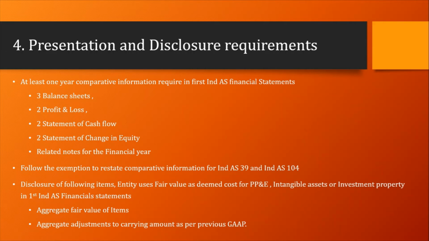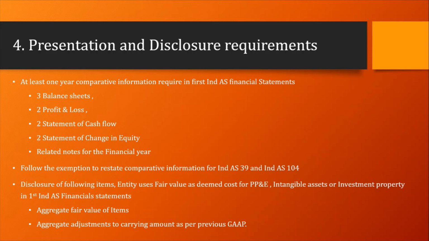Okay, they have to follow the exemptions to restate the comparative information: Ind AS 39 for financial instruments, and Ind AS 104 if there is any insurance contract. Okay, for the deemed cost requirement, they have to give disclosure of those items like PP&E, intangibles, and investment property, for which deemed cost is applicable.